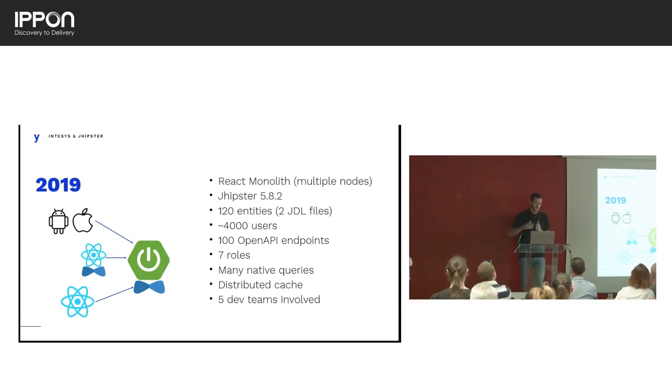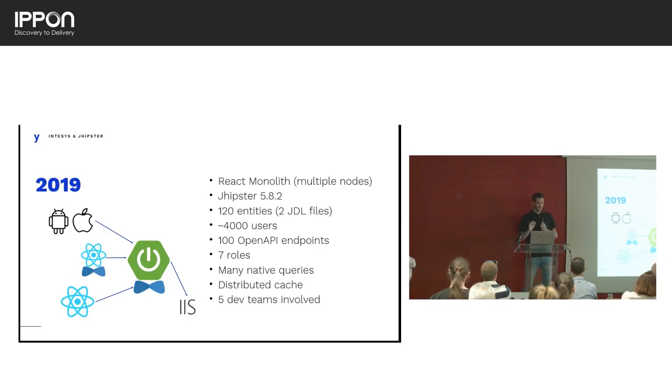It has dynamic forms, and a lot of stuff you have to configure. There's a distributed cache, many native queries. There are 7 different roles and many teams involved. We didn't only act as a server, but also as a client to an IIS server developed by our customer. So we are not only providing APIs, we are also consuming them.